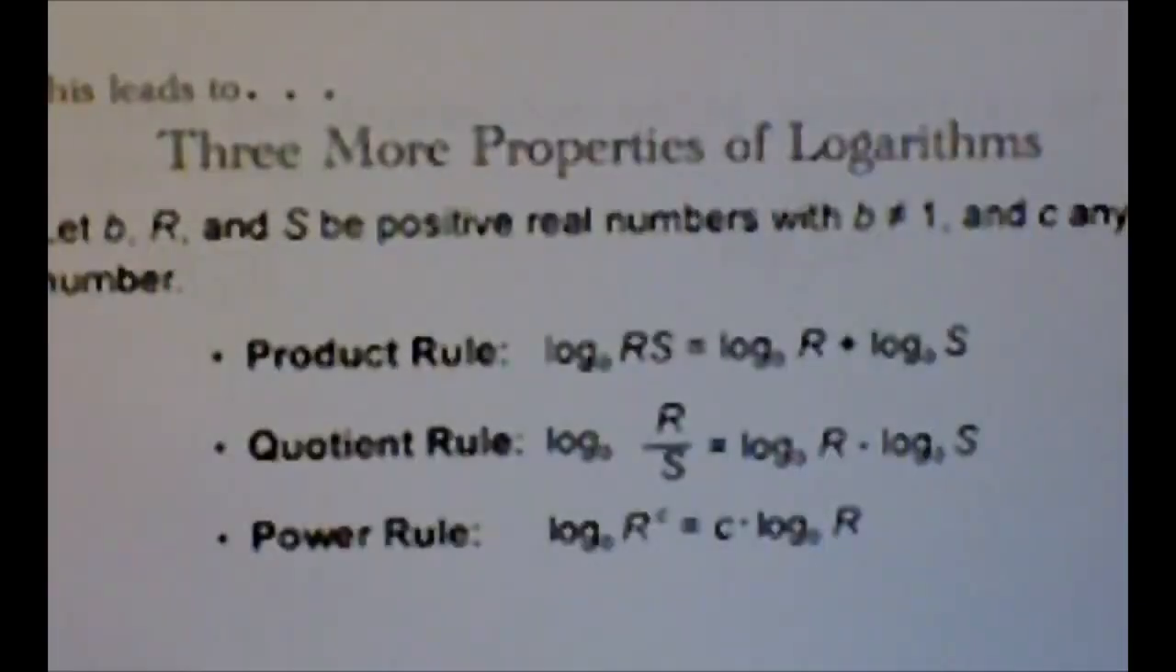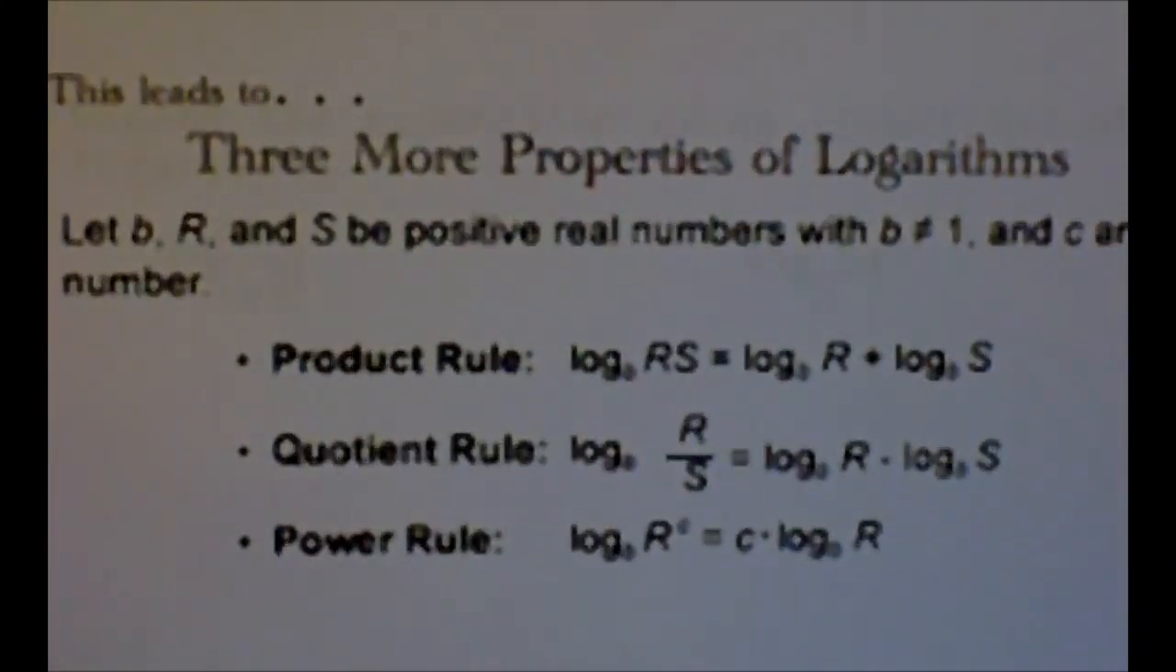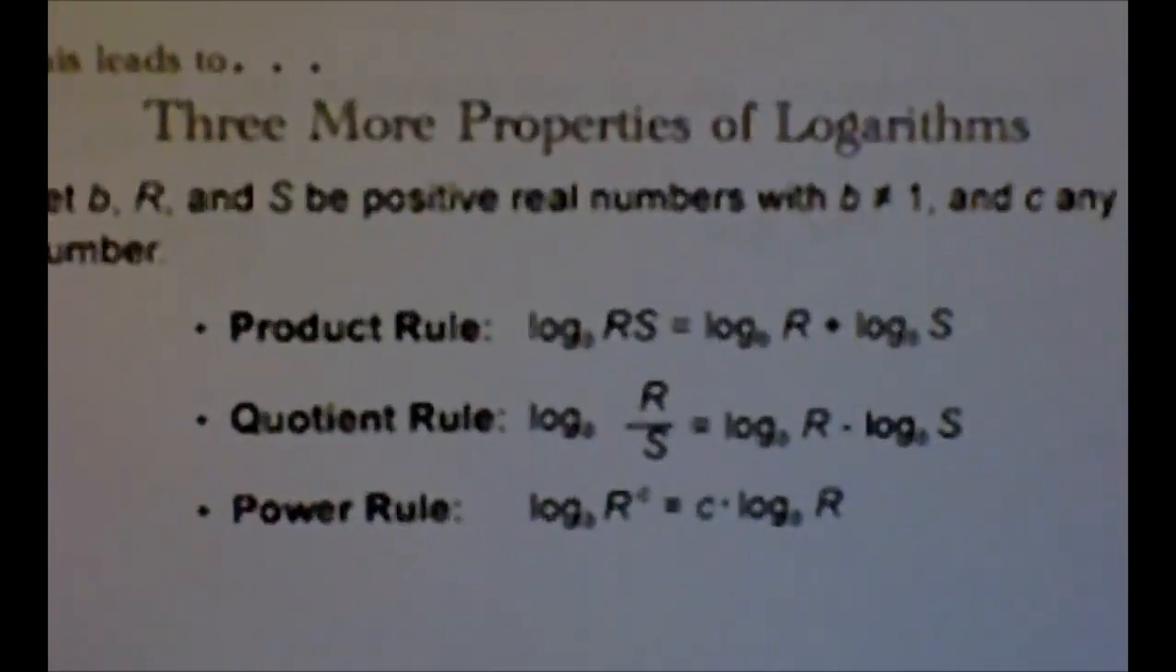I apologize, this is very blurry today. So we have 3 more properties of logarithms. B, R, and S are positive real numbers. B is not 1, and C is any number.